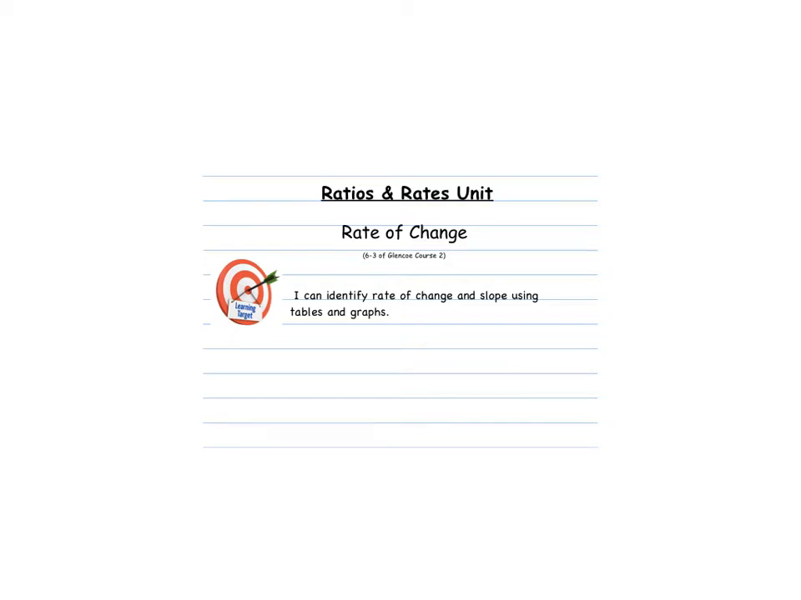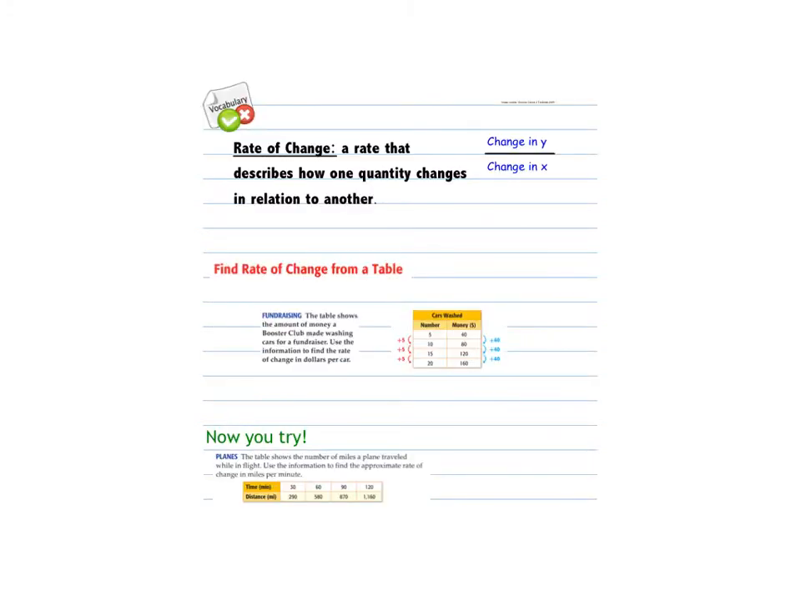Hi, sixth graders. We are still on Unit 5, Rates and Ratios unit. This lesson is on rate of change. Our learning target is being able to identify rate of change and slope using tables and graphs. So we'll start with a couple tables.